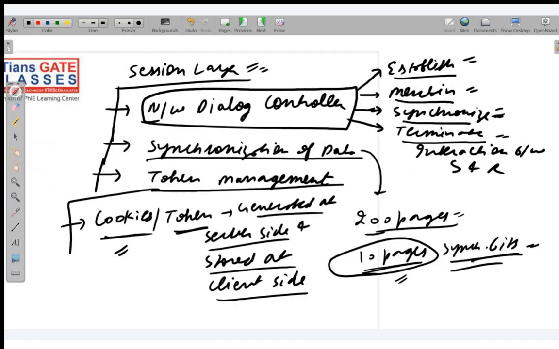Okay. So cookies or tokens are the text files which are sent by the server to the client side, so that when the client logs in again, the server will show your interested content to you. That is the basic meaning. Anyway, we will study it further.